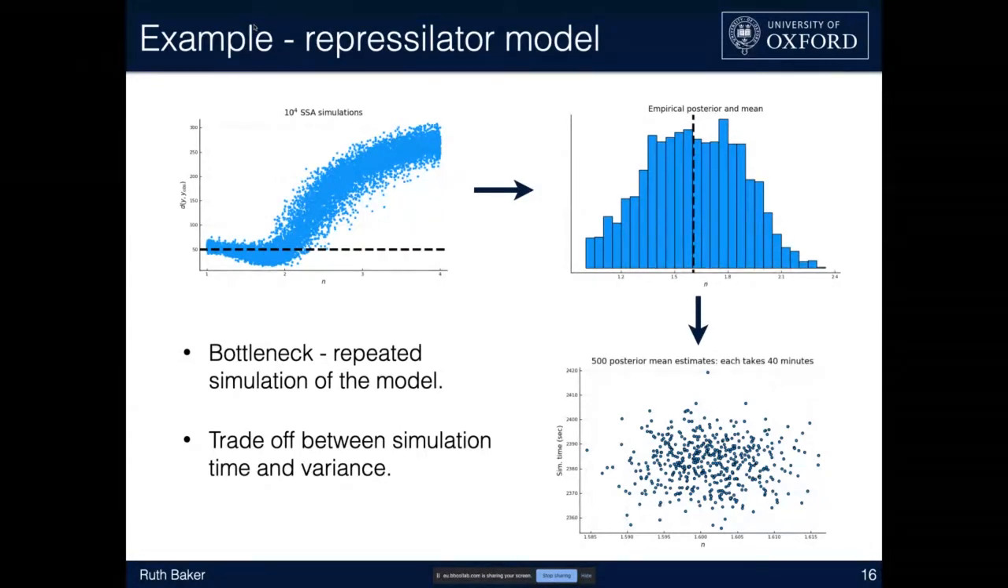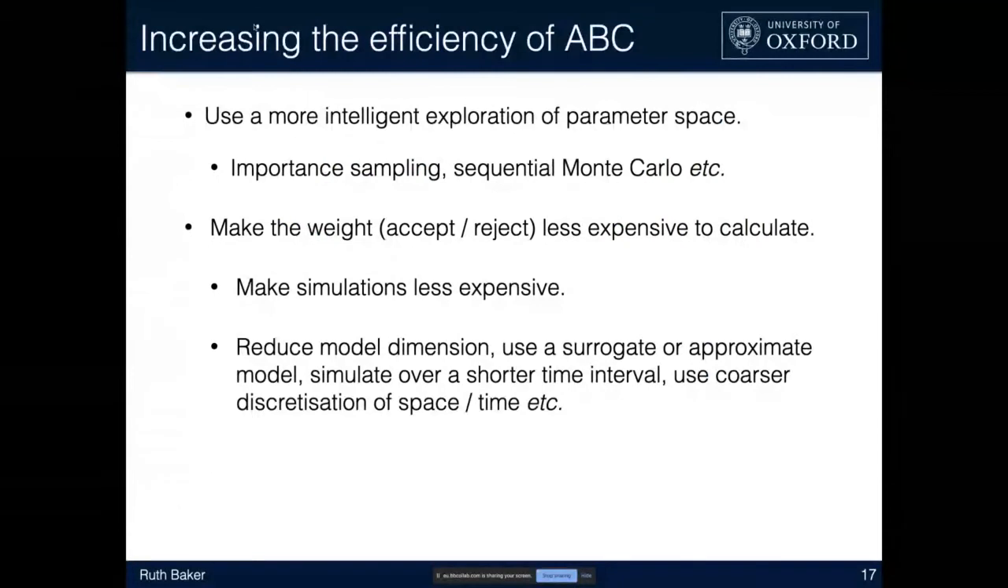So we began to think in this project about ways in which we could increase the efficiency of ABC. There are lots of well-known ways already to conduct a more intelligent exploration of parameter space. So instead of just sampling from the prior, you can use importance sampling or sequential Monte Carlo, etc. So we knew about all those, but then we started to think about different approaches, ones that would aim to make the weight, this accept-reject decision, less expensive to calculate.